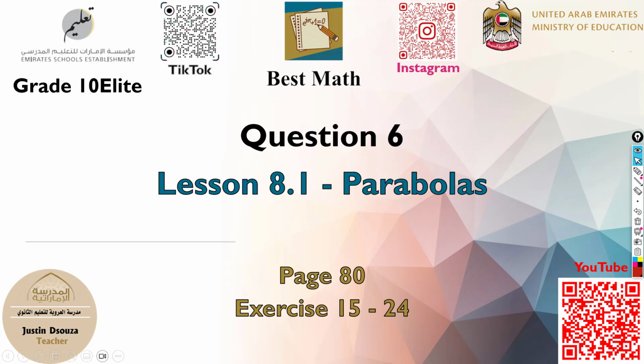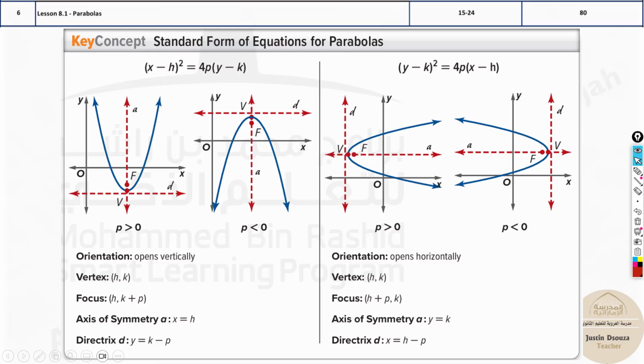Question 6 is about parabolas. Here we need to write the given equation in standard form of a parabola and then find its vertex, focus, axis of symmetry and directrix. Now here there are some details of parabola. The most important thing is writing the standard form. The given equation must be written like this so you understand what the parabola means exactly.